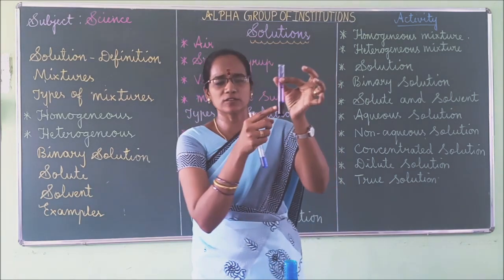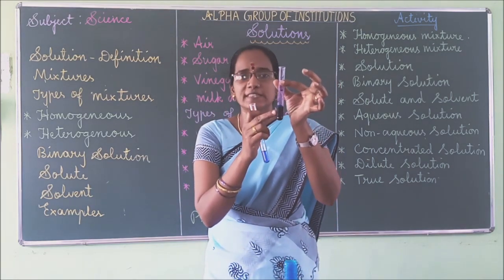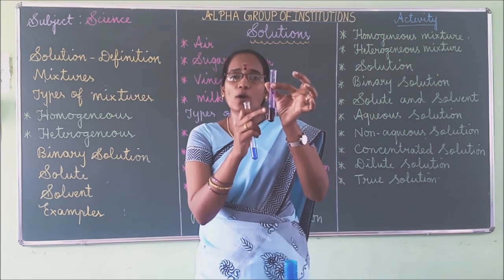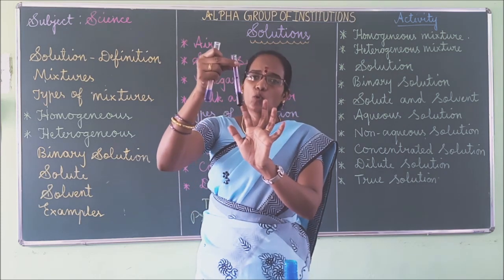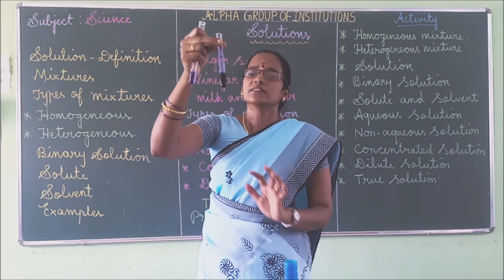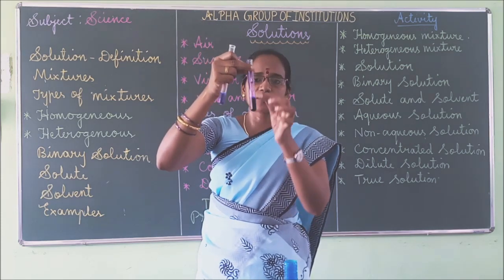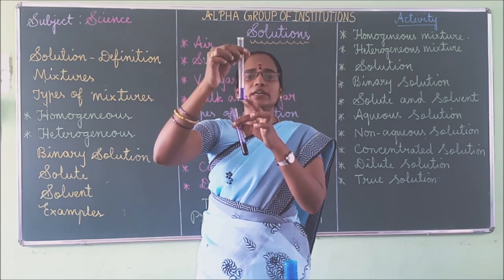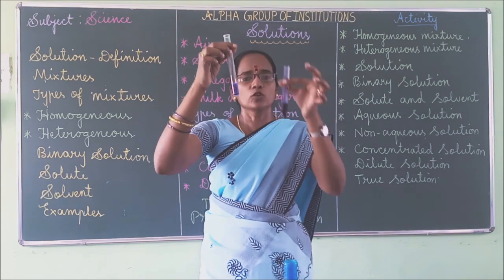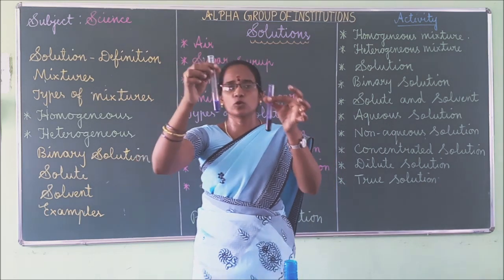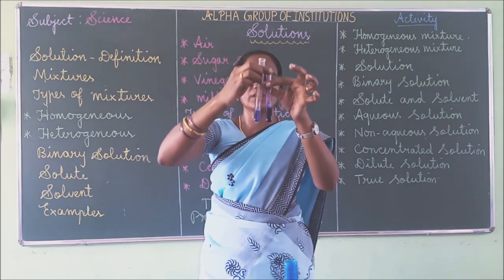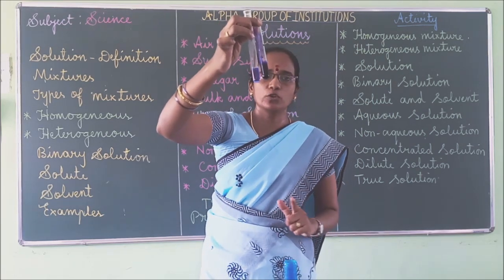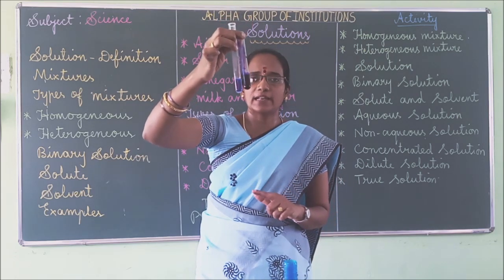If you look at this solution, it is highly concentrated because the solute is more in quantity. Okay, the solute has larger quantity. That is why it is a highly concentrated solution. At the same time, if you look at this solution, here the solute is present in lesser quantity. So this is the example for concentrated solution and dilute solution. Look at this difference. See, this is highly concentrated. This is the dilute solution. Now you know the difference between concentrated solution and dilute solution.